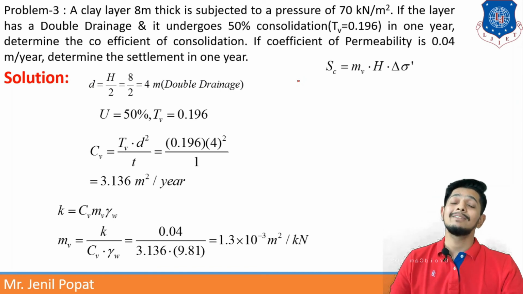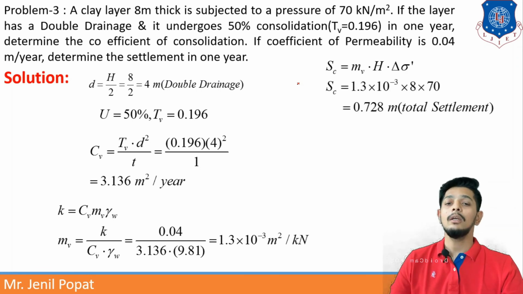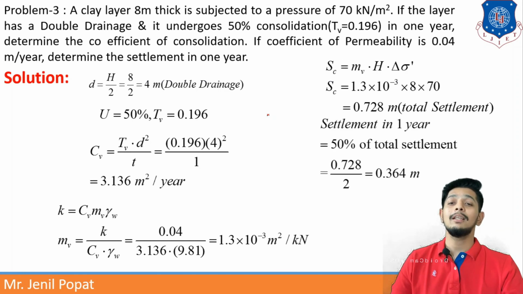Now, I will find out the settlement. For settlement here, we will use the formula Sc is equal to mv into H into delta sigma dash. Here mv we got, H is provided, and delta sigma dash can also be found out. So I am putting in all three values and I am getting Sc, the total settlement, as 0.728 meter. If I want to find the settlement in 1 year, then it will be 50% of the total settlement. It is quite obvious. Now it will become 0.364 meters.